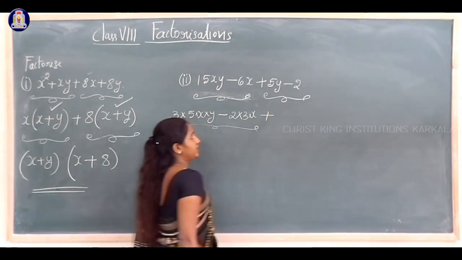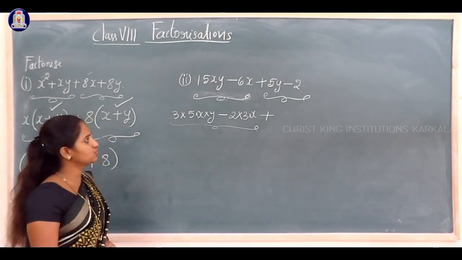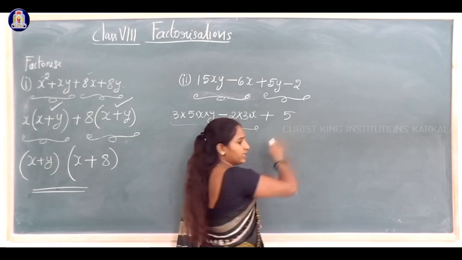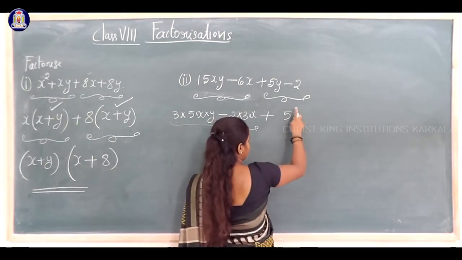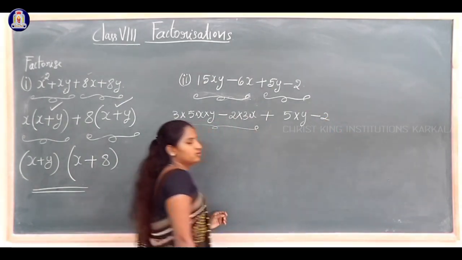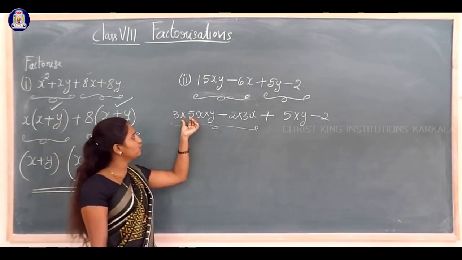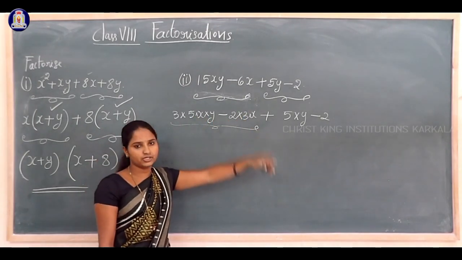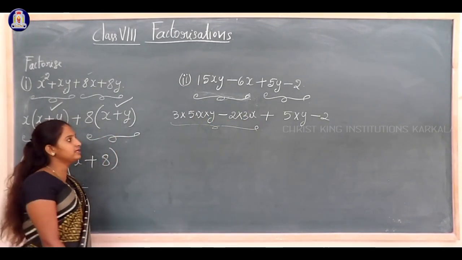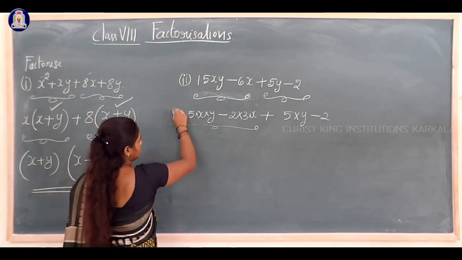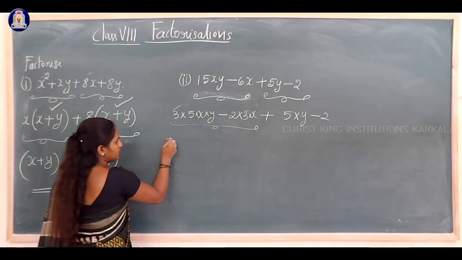Here 5y minus 2, 5y minus 2. Here 5 can be written as 5 into 1 or 1 into 5, so no need of writing, let's write 5 into y minus 2. Okay. So now 3 into 5 into x into y minus 2 into 3 into x. Here which is the common, same factor? The same factor here is 3. 3 is common, so take 3 outside.